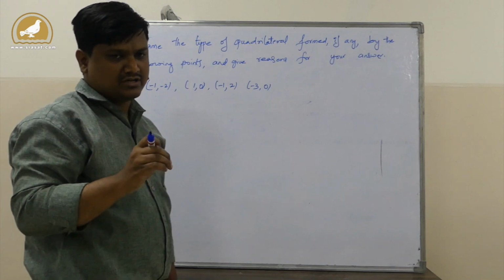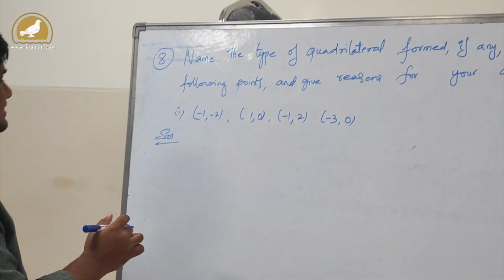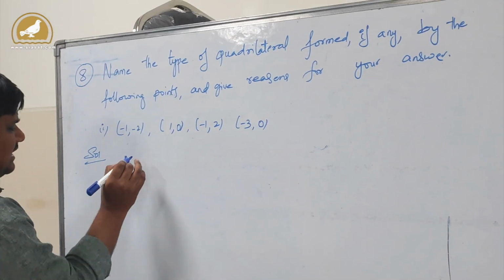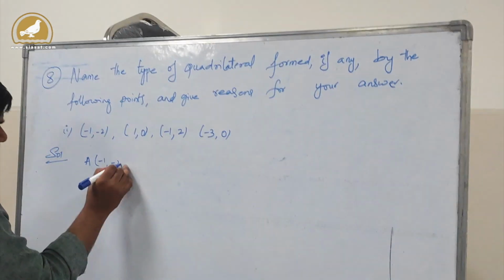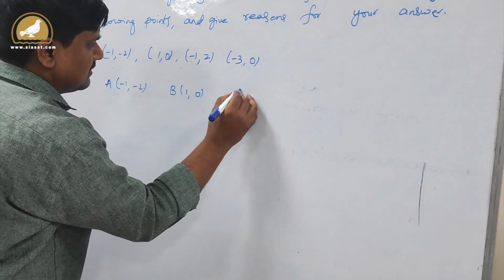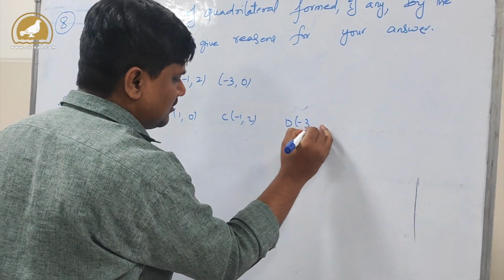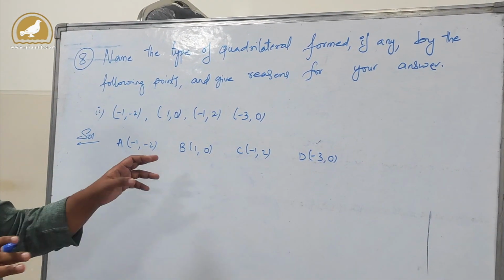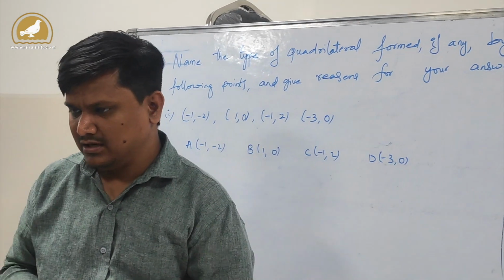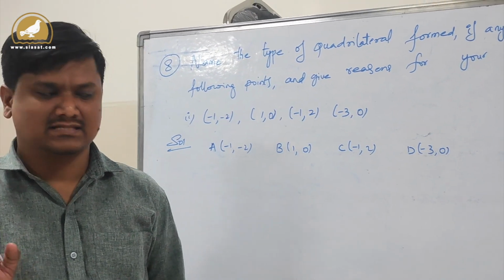So in this question, we don't know what the structure is. We need to find out what the structure is. So let us assume the first point A is (-1, -2), B is (1, 0), C is (-1, 2), and D is (-3, 0). Now we don't know whether these 4 points form a square, rectangle, rhombus, or parallelogram. We need to find out what the structure is.